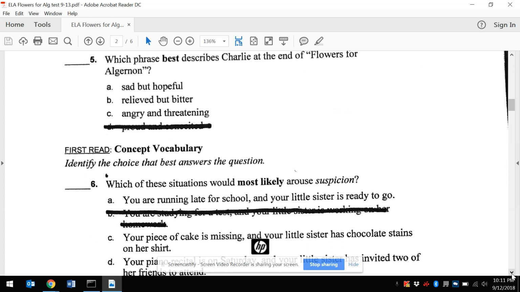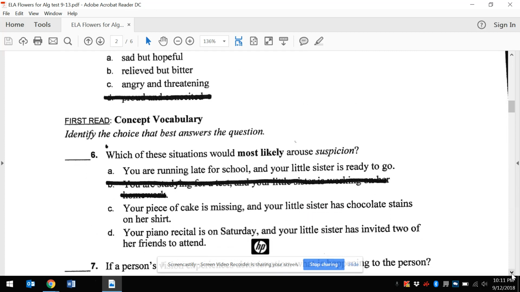All right, the next section is called Concept Vocabulary. Identify the choice that best answers. Number 6, which of these situations would most likely arouse suspicion? A, you're running late for school and your little sister is ready to go. C, your piece of cake is missing and your little sister has chocolate stains on her shirt. Or D, your piano recital is on Saturday and your little sister has invited 2 of her friends to attend. So which of those situations would likely arouse suspicion?